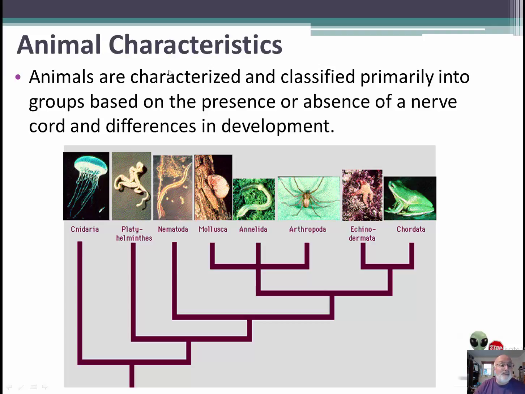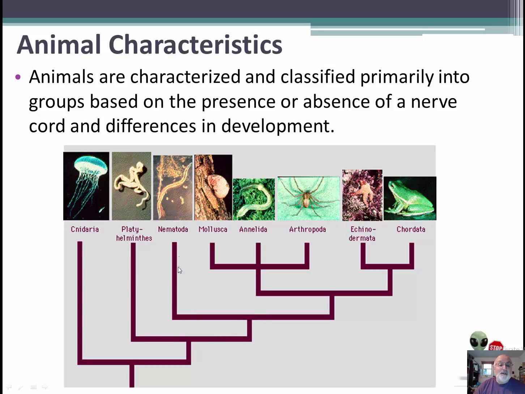Animals are classified or characterized primarily into groups based on the presence or absence of a nerve cord and also some other developments. But we basically have invertebrates going all the way over to here, and then we have the one section here that does have a vertebrate, and they're only showing you an amphibian that needs water. Could be a fish, could also be a reptile, could be a mammal, could be a bird. But these are speciation events, so you can see the jellyfish probably are not too far away from the ancestral tree. And then we move over and we have worms, Platyhelminthes.